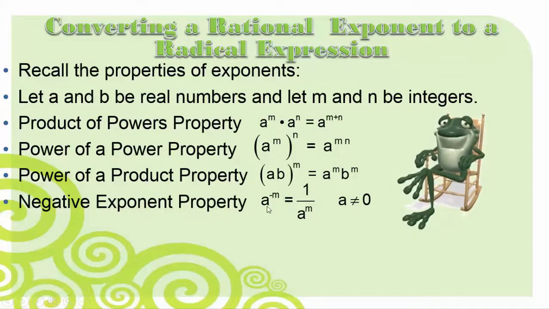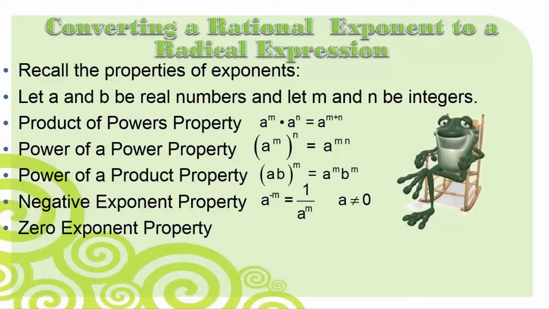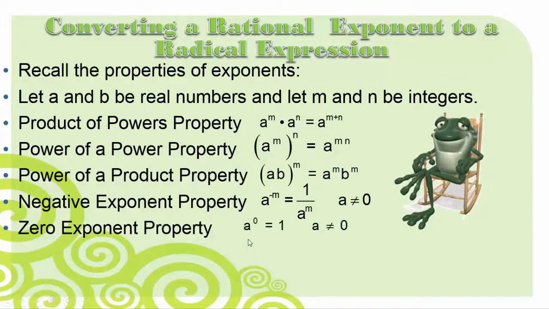A to the negative m is equal to 1 over a to the m, where a is not equal to 0, because if a is equal to 0, that means it is undefined, and we don't want that. The zero exponent property: anything brought to the 0 power is 1, so long as a is not equal to 0, because again, that would be problematic.